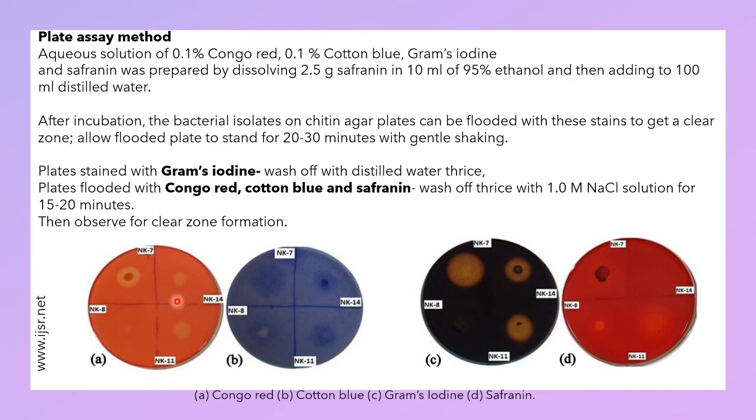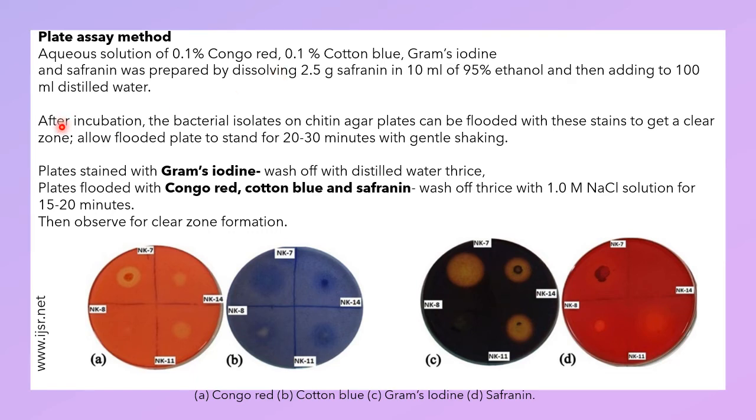So if you use one plate for staining purposes, then you keep the same plate replicated to mark which colony gave you good results. Okay, and you will not lose your bacterial culture. So in the plate assay method, aqueous solutions of 0.1% Congo red, 0.1% cotton blue and gram's iodine are used, and safranin is prepared by dissolving 2.5 grams of safranin in 10 ml of 95% ethanol. Okay, and then adding 100 ml of distilled water to it. So that was in short about the staining solutions.